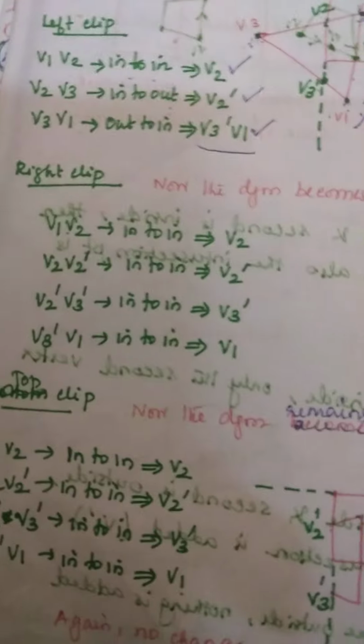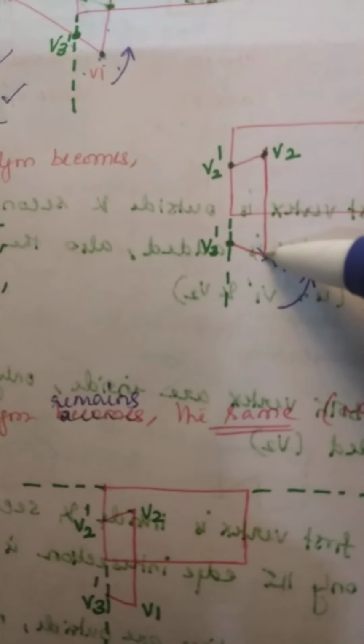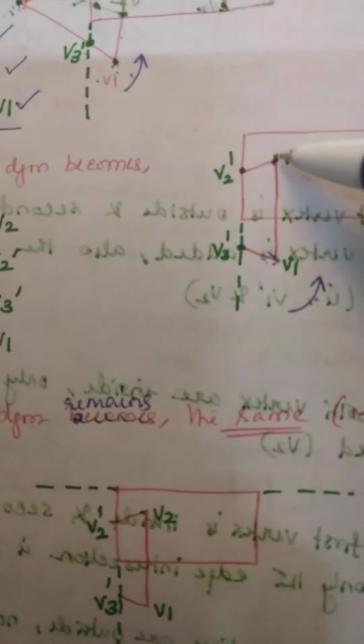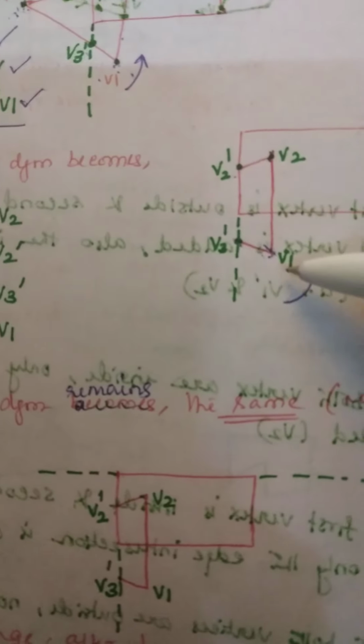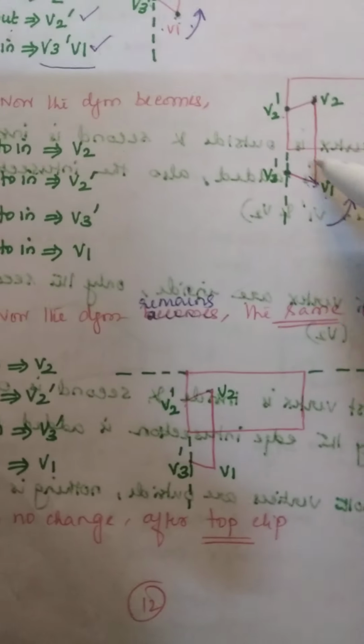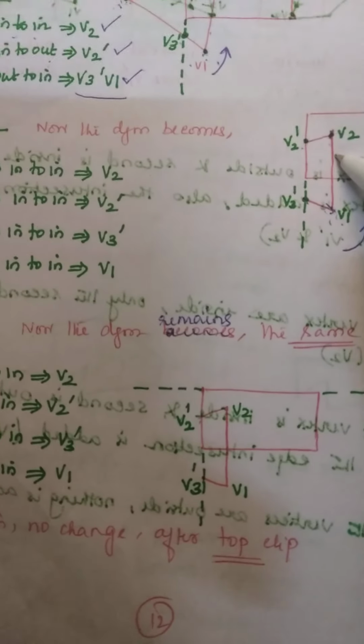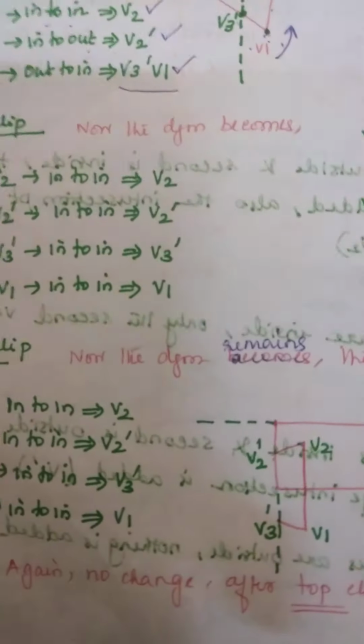Now we need to do the next one, that is right clip. Right clip operation we need to start. So again anti-clockwise direction. So we are starting from V1, V1 to V2, V2 to V2 dash, V2 dash to V3 dash and V3 dash to V1. All lies inside the boundary only. Now let's see. First one is V1, V2. V1, V2 means V1 to V2. Both lie inside the boundary. So in to in. In to in means save V2. Okay. So we are taking only V2.